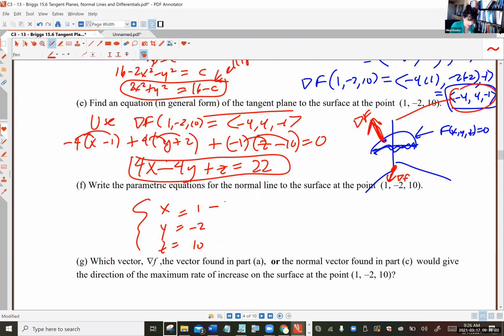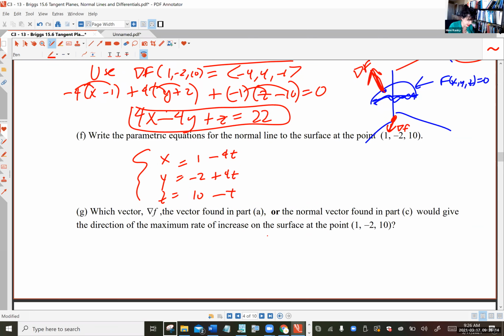So I'll get minus 4t, plus 4t, minus t for the coefficients on my parameters. I'm done. Here are the parametric equations for the normal line. Cool beans, done. Almost done with the whole problem. Now this is the key right here.